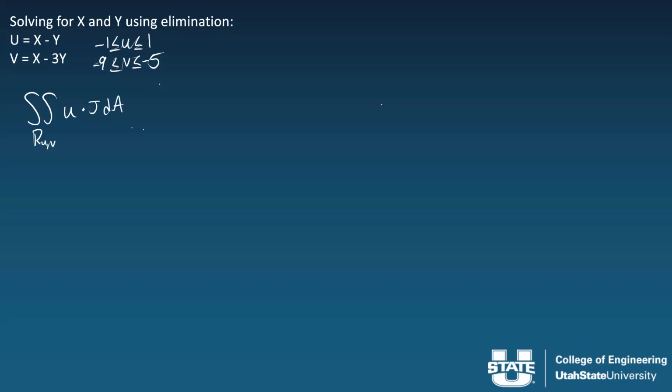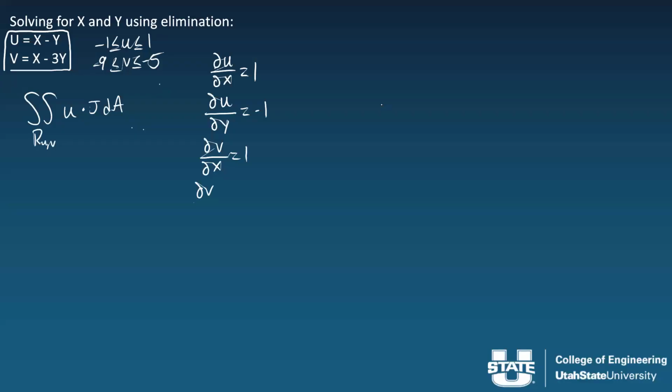In order to calculate our Jacobian, we're going to take the partials of our transformation functions. If we take the partial of u with respect to x, we get 1. The partial of u with respect to y, we get minus 1. The partial of v with respect to x, we get 1. And the partial of v with respect to y, we get minus 3.